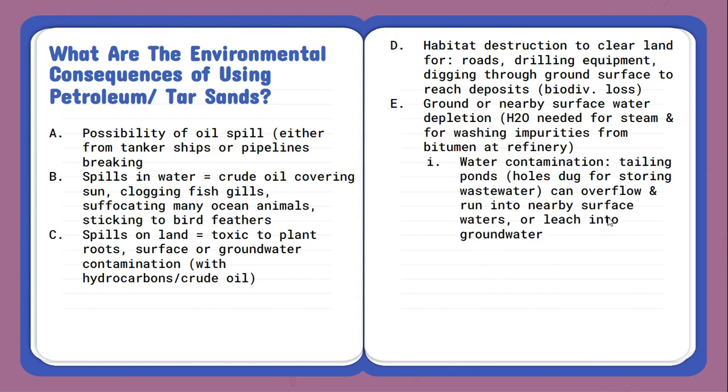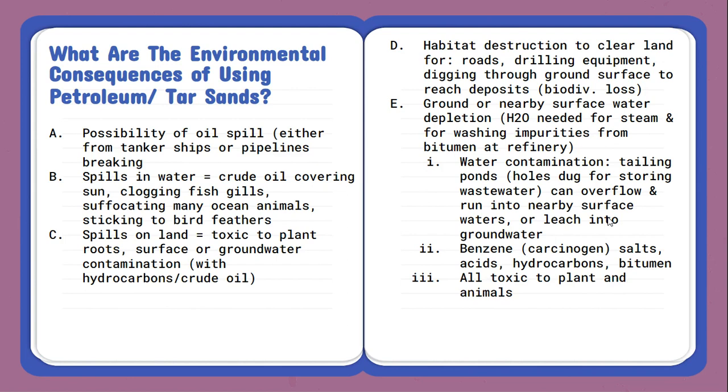It can also, similar to our coal, contaminate water by the tailing ponds, so really anything that's left over from the extraction of bitumen. It can release toxic materials such as benzene, which is a carcinogen. It can release acids, hydrocarbons, and so on, or maybe even leftover bitumen that wasn't necessarily fully extracted. And together, all of these can be very toxic to plants as well as animals that live nearby.